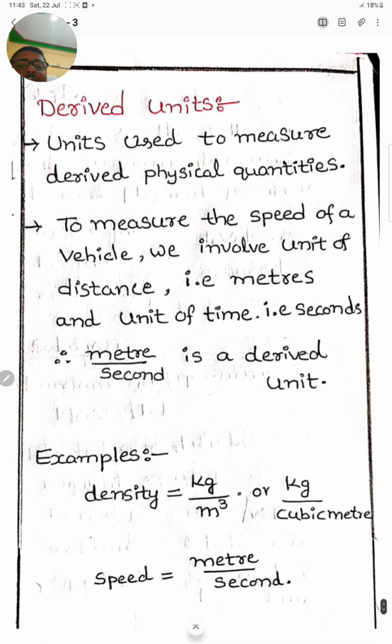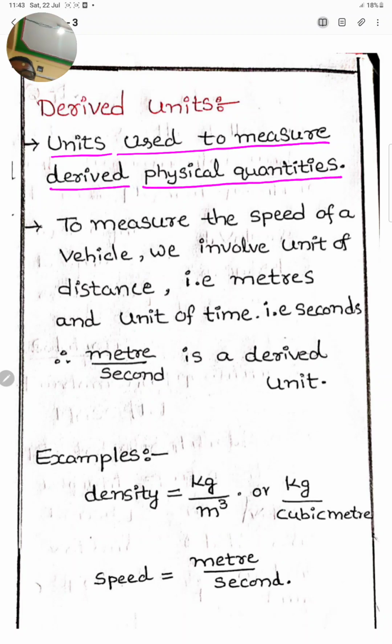Next, derived units. Observe here, a simple definition is there. Units used to measure derived physical quantities. Such types of units are examples of derived units. Simply, the units which are used to measure derived physical quantities are called derived units.